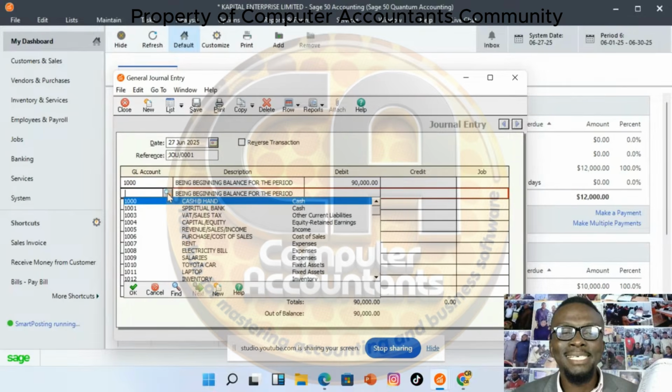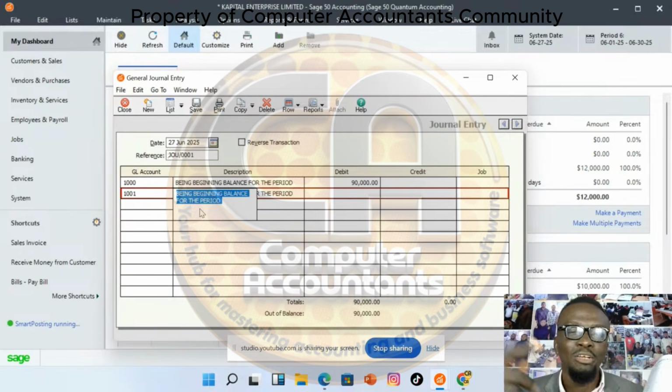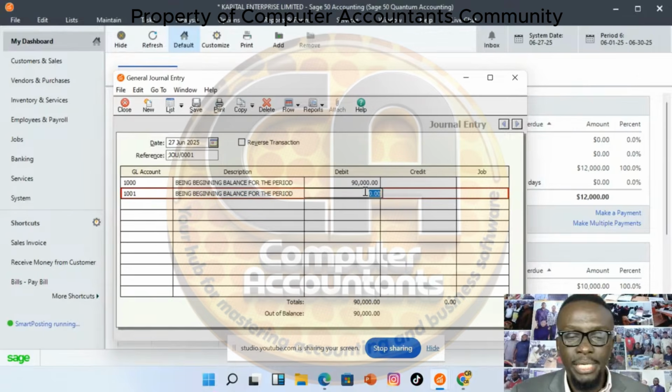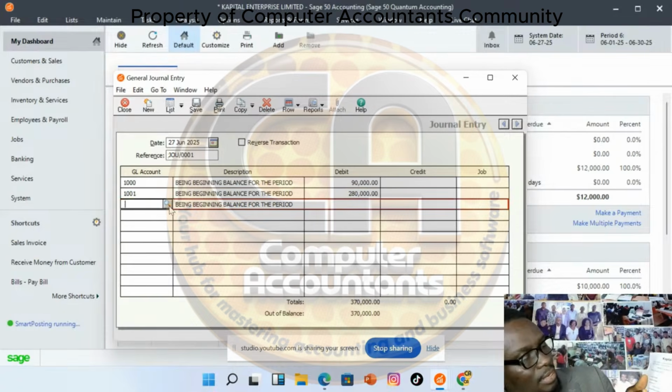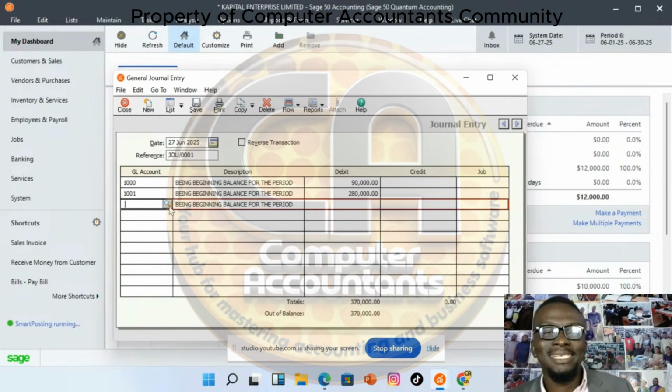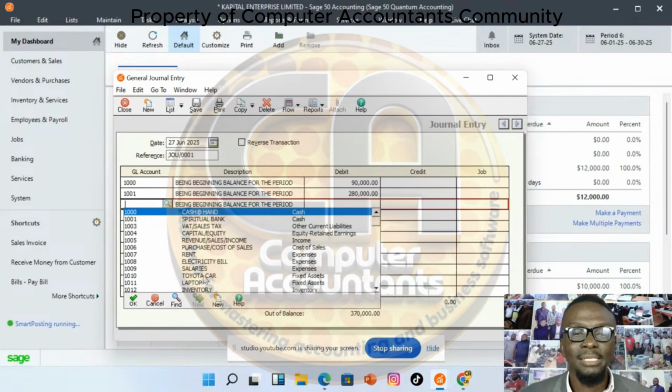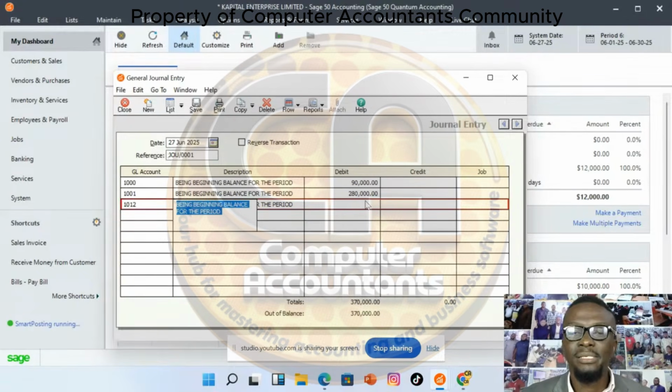So you can see that the narration is repeating itself automatically. I don't need to type it again. So in the spiritual bank, we have 280,000. Okay. Then inventory, we have an inventory balance of 6,000. So I'll select inventory, 6,000.